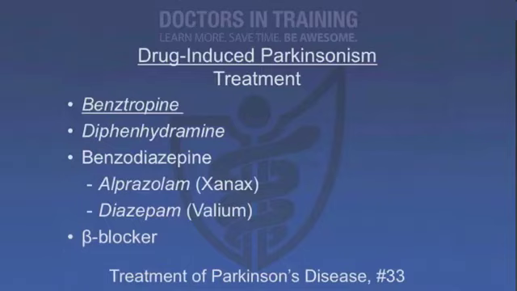We said that phenothiazines and haloperidol and other drugs can cause Parkinsonism, so how do we treat this drug-induced Parkinsonism? We don't just put these patients on carbidopa, levodopa. We often treat with benztropine, which is again one of those antimuscarinic drugs. We'll treat with diphenhydramine, which is the generic version of Benadryl. We'll also treat with a benzodiazepine, which you may know as Xanax or Valium. These are anxiolytic drugs, or you can also treat with a beta blocker.